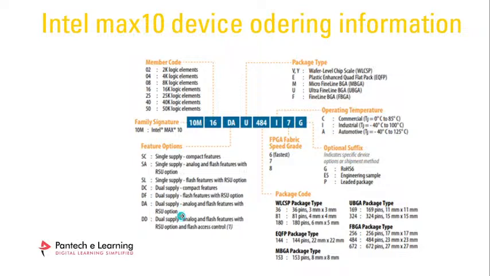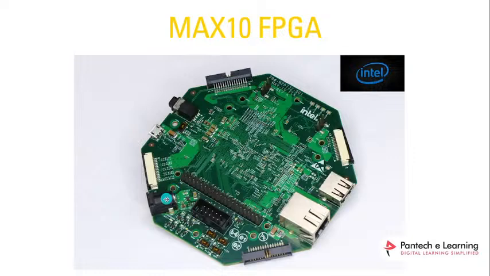We can also give a dual supply for the FPGA, like a 5 volt supply voltage. One is based on the power supply cable, and another is based on USB power supply. I will show you on the FPGA. This is the input for the power supply, and you can also give input from this USB port for the FPGA. That's why it has dual power supply.